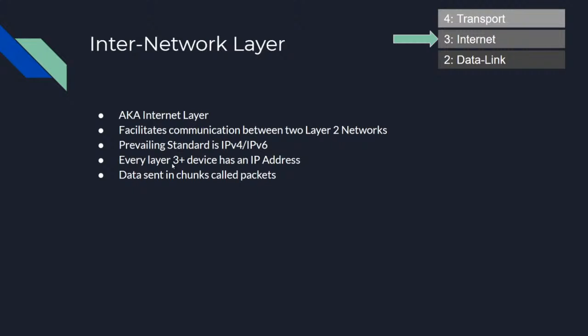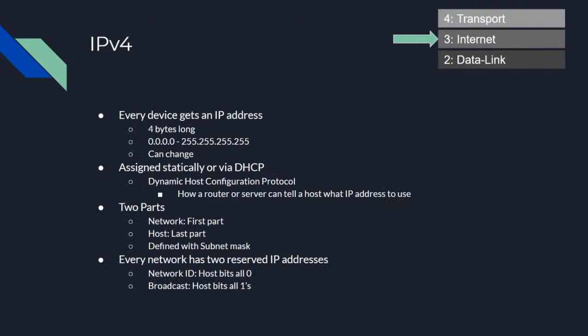So a hub would not have an IP address. Switches, if they're only in layer 2, do not have an IP address. There can be layer 3 switches, but we're not going to talk about that. But routers and computers and your phone, all those have IP addresses. And data sent in chunks at this layer is called a packet. So this is where you get all that packet loss stuff from, the internet layer.